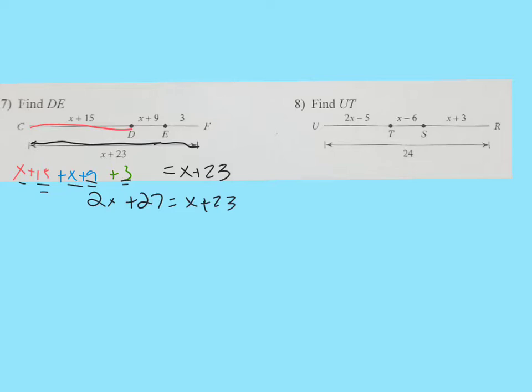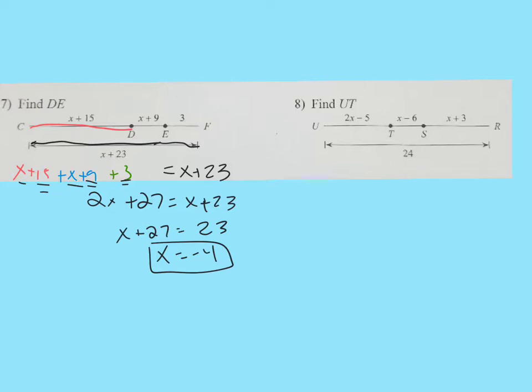Now I'm going to put my x's on one side, so I'm going to minus x from both sides, so I get x plus 27 equals 23. I subtract 23 from both sides, x equals negative 4. And that's my answer. So now I'm going to plug that in to get my pieces.